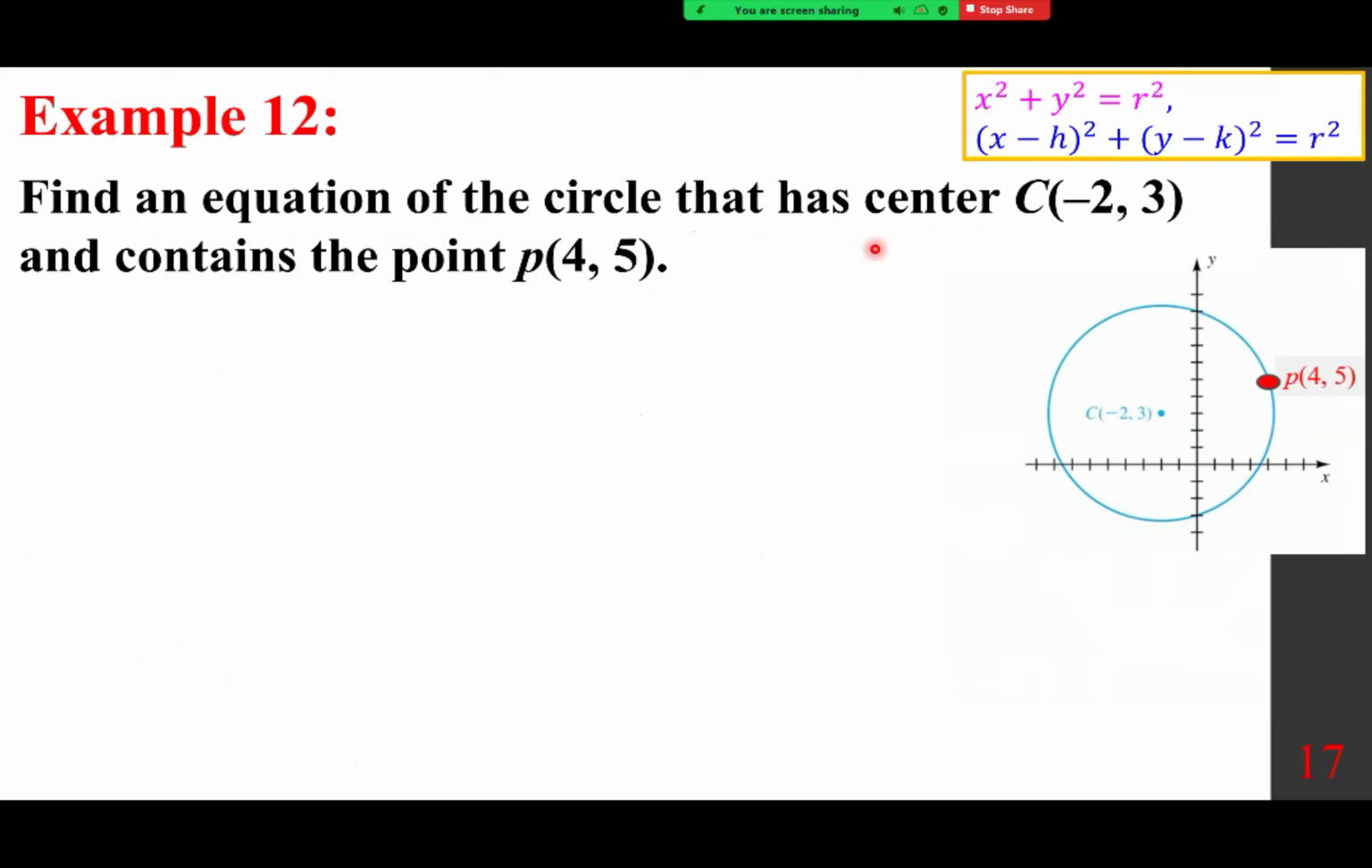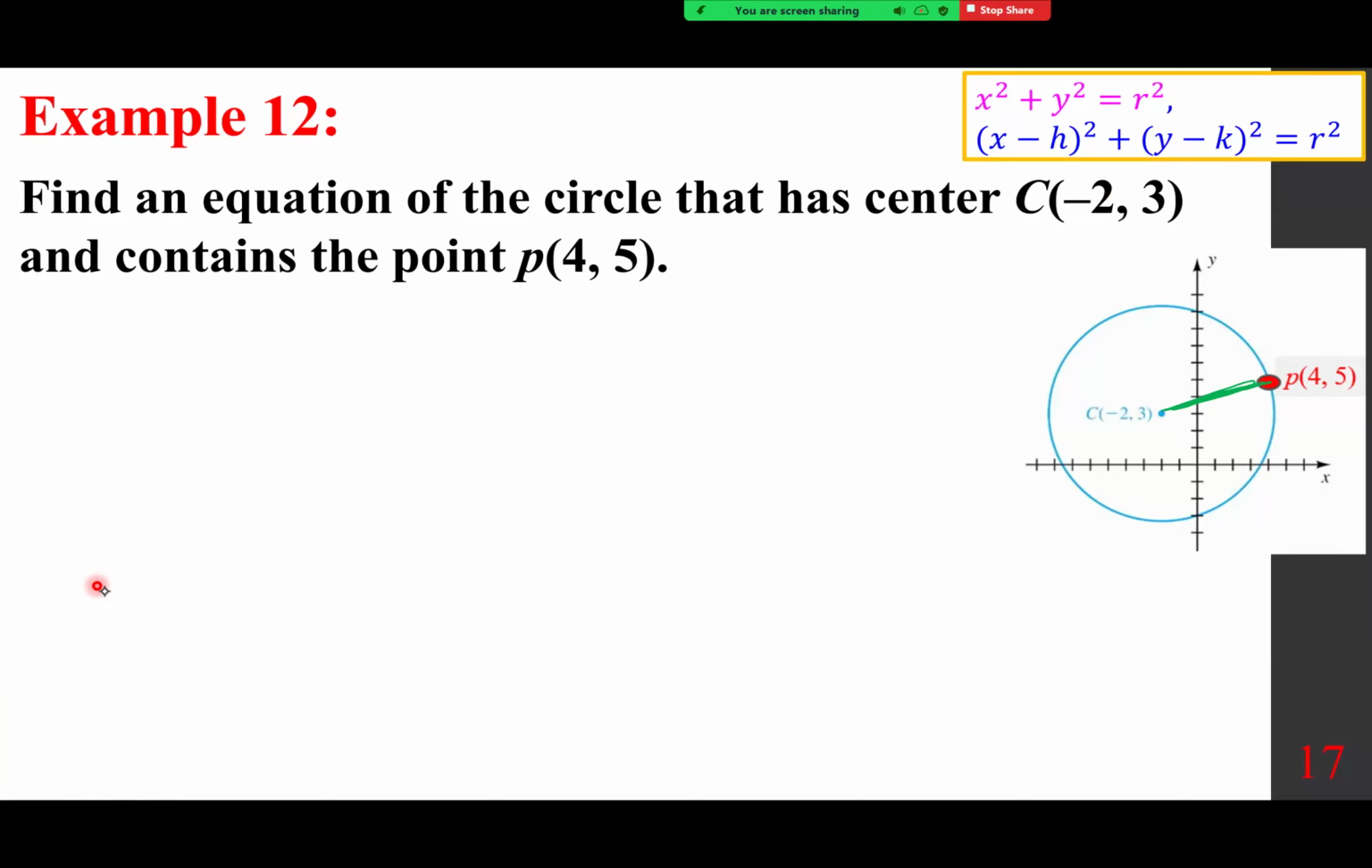Find an equation of a circle that has center at negative 2, 3 and contains the point 4, comma 5. So we have the center and we have 1 point. In order to come up with the equation of a circle, we need the center, we have it. And we need the radius. All we have to do is find the distance between these 2 points, and that becomes the radius. So the radius is this distance. So we use the distance formula.